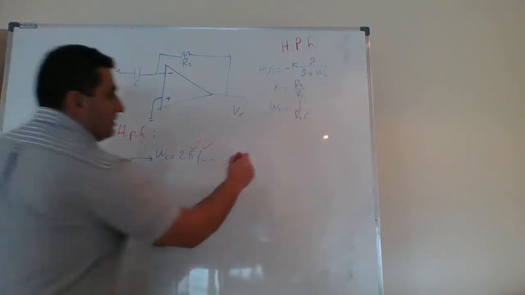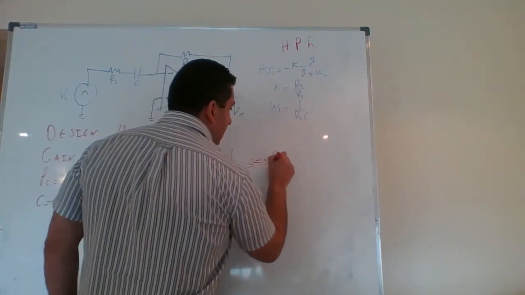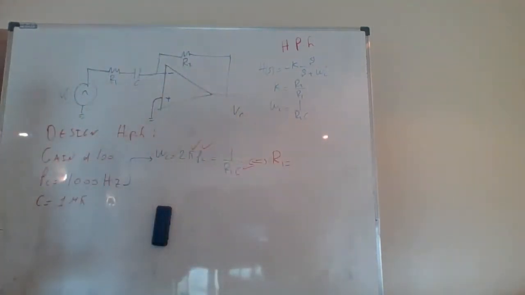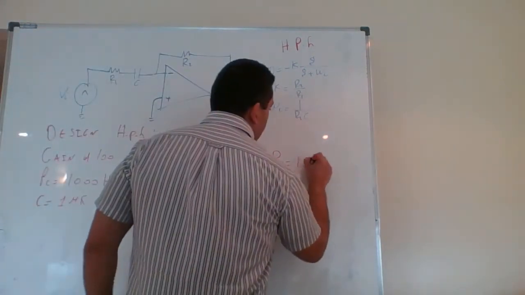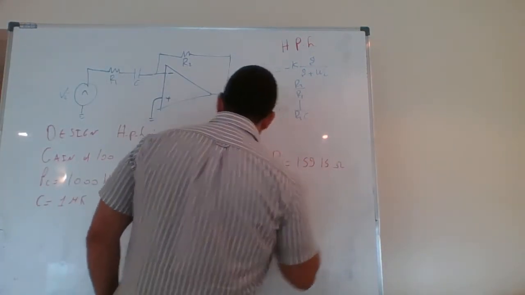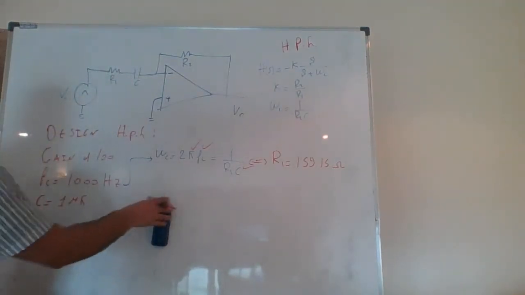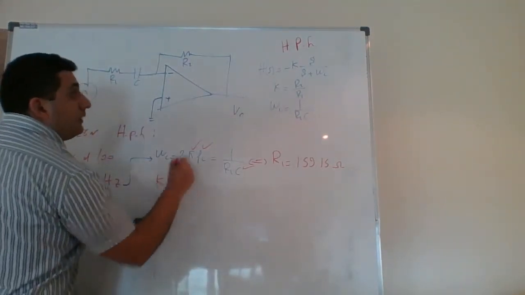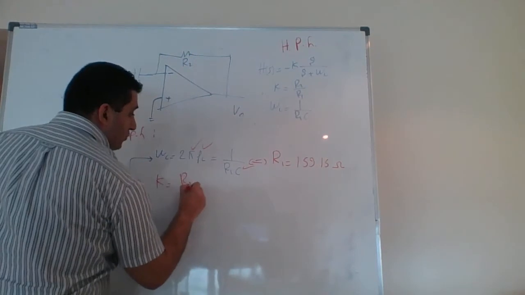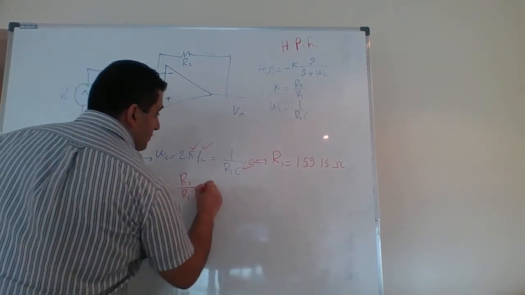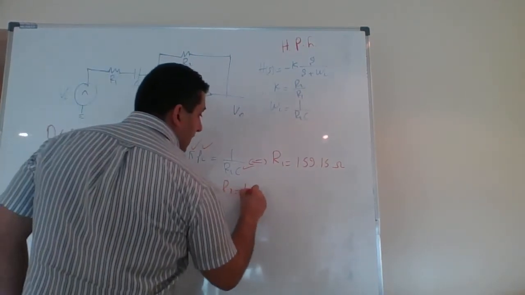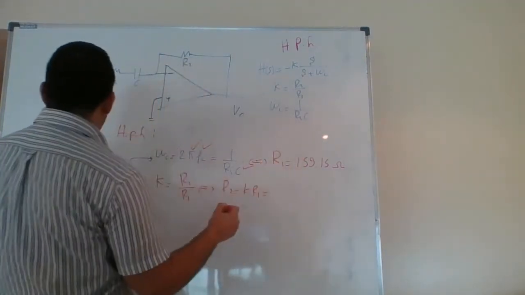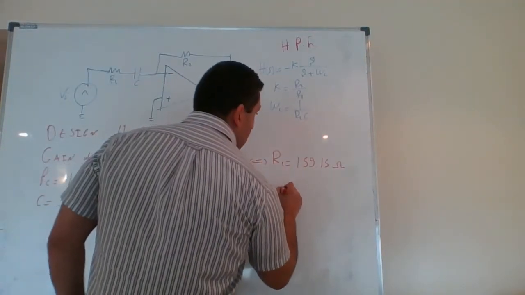So now this gives me R1. If you do the calculation, you will end up with R1 equal to 159.15 ohm. Perfect. Gain K is equal to R2 over R1. So therefore, R2 is equal to K R1. K is 100, so it's equal to 1000.